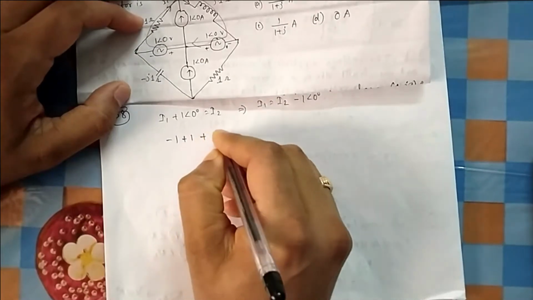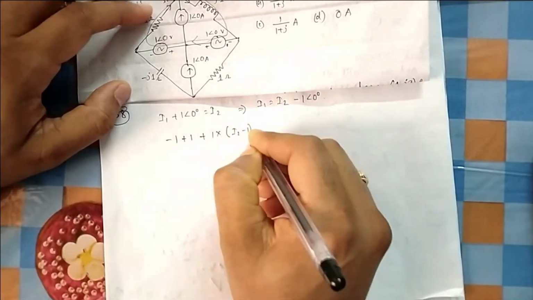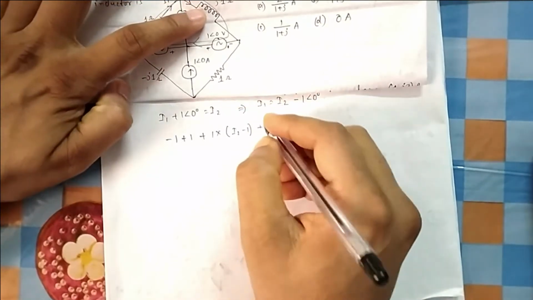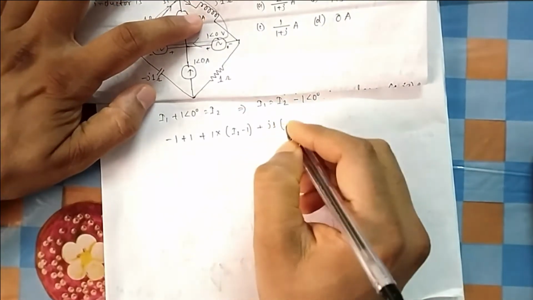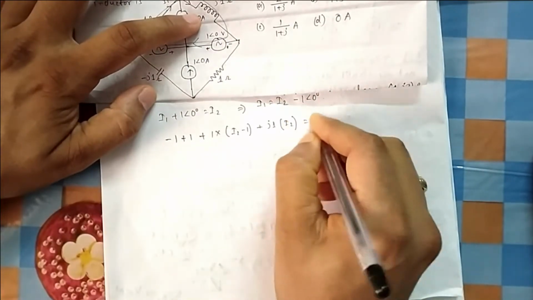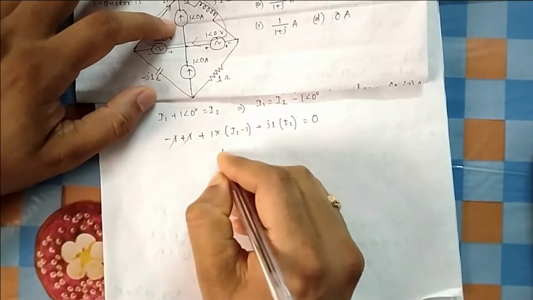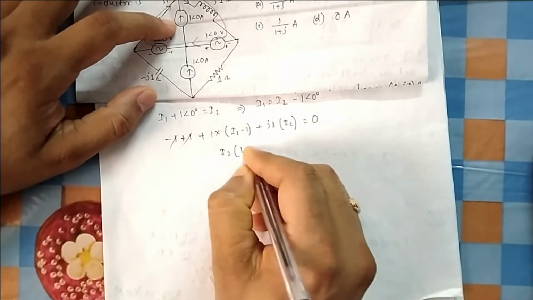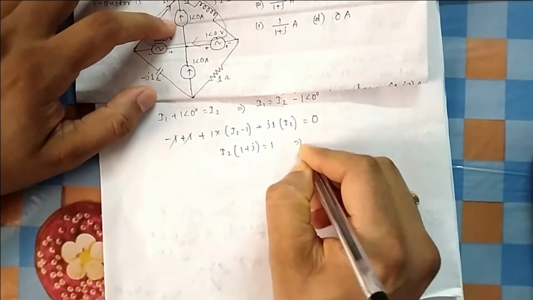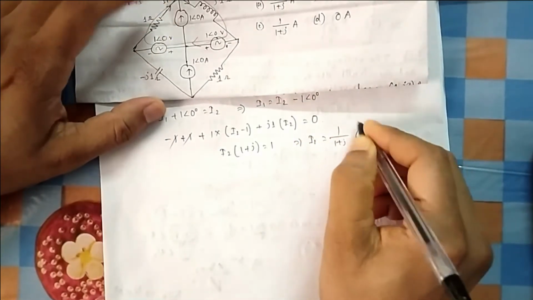So plus 1 into I1. I1 is I2 minus 1. Again plus J1 multiplied by this current. This current I2 is equal to 0. So from here you can easily calculate your I2: 1 plus J is equal to 1. That means your I2 is equal to 1 by 1 plus J. That is your option C.